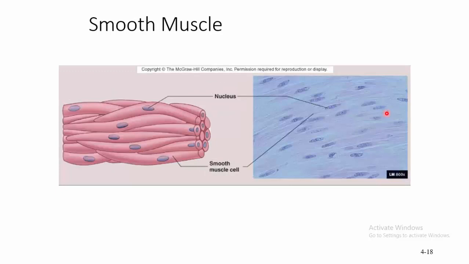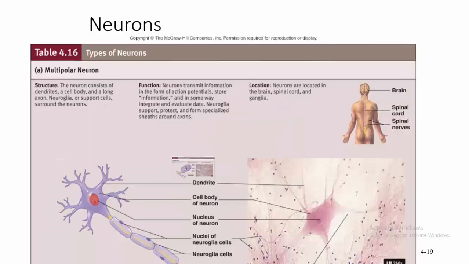And the third type of muscle is smooth muscle. There's no striations, and it's involuntary. It's found in the walls of blood vessels. It's found in your skin with the erector pili muscle. It's found in the walls of the digestive tract. Smooth muscle.